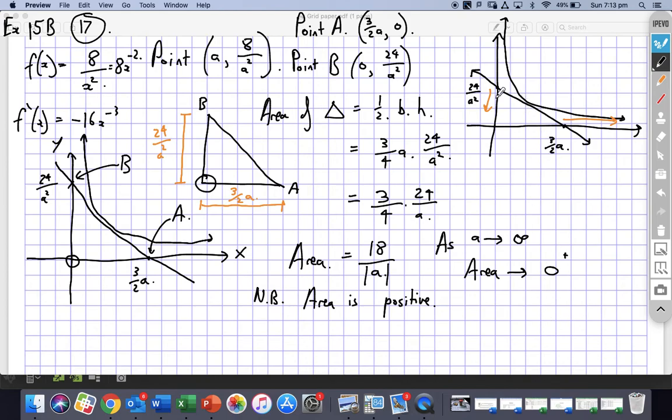I can see it in the equation: 18 on some huge number. But I can also think about it from the diagram, because the triangle would eventually end up flat, at some point where it's no longer a triangle, just a straight line with no area, or area equals 0. All right, so that one was interesting. Hope you enjoyed that.